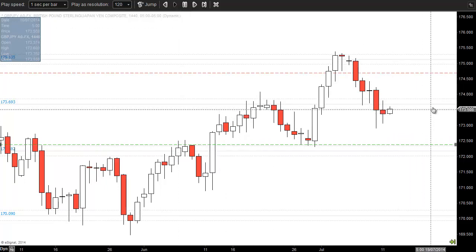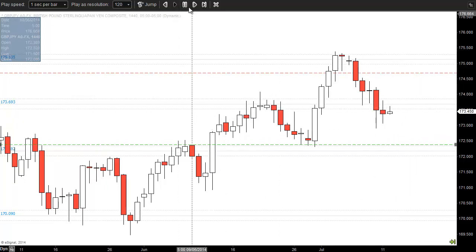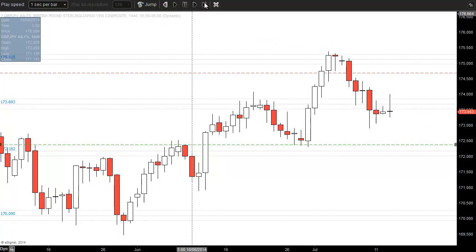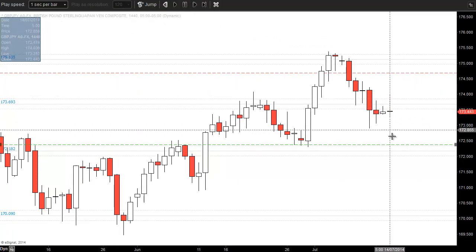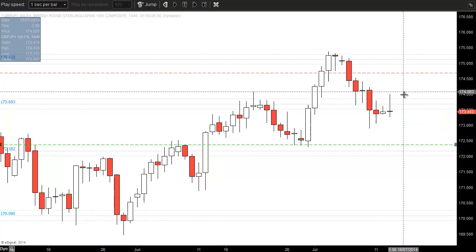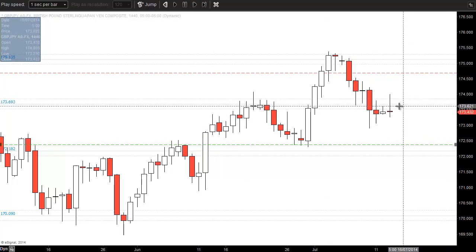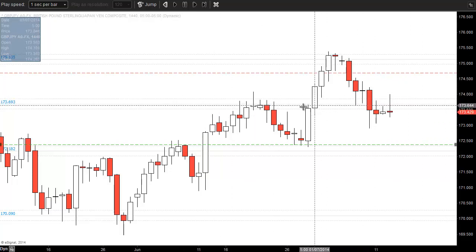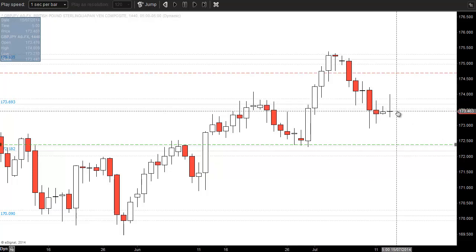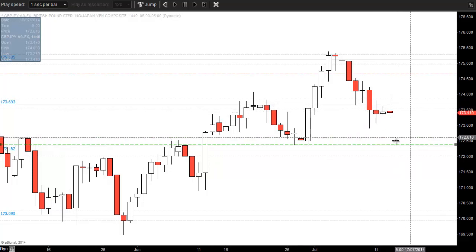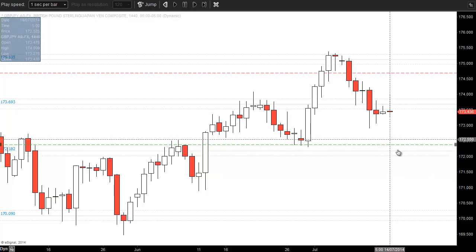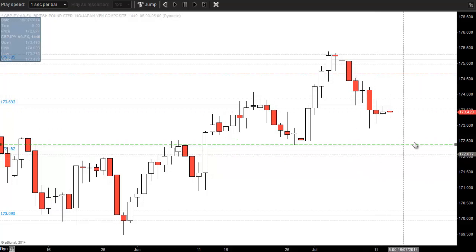I mean, at the moment, let's just go to the end of this. Okay, so at the moment you can see it's trying to get back up through this area here. This area now seems to be acting as resistance. So sellers may in fact take control of price right now and keep pushing down. And whoever had this target here may have their target hit, and they'll get out with a ton of profit on this trade.